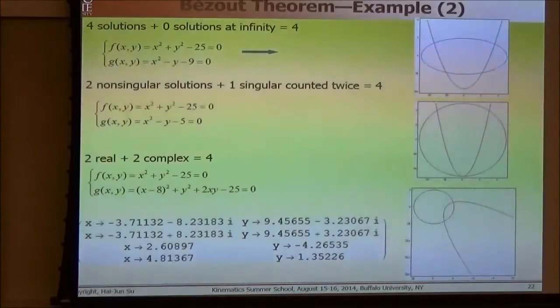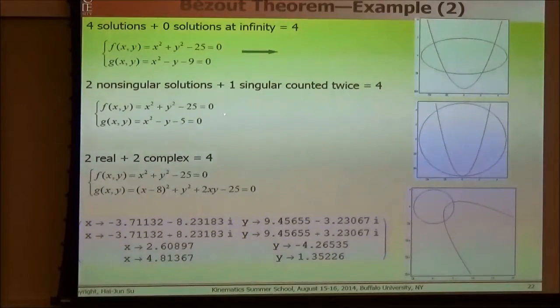The example I have here is a circle and a hyperbola, and the intersection here has 4 points. In some cases, you could have 2 single solutions and 1 double solution, so the total count is 4. For some cases, you only have 2 real intersections, but 2 are complex solutions. An example is here.